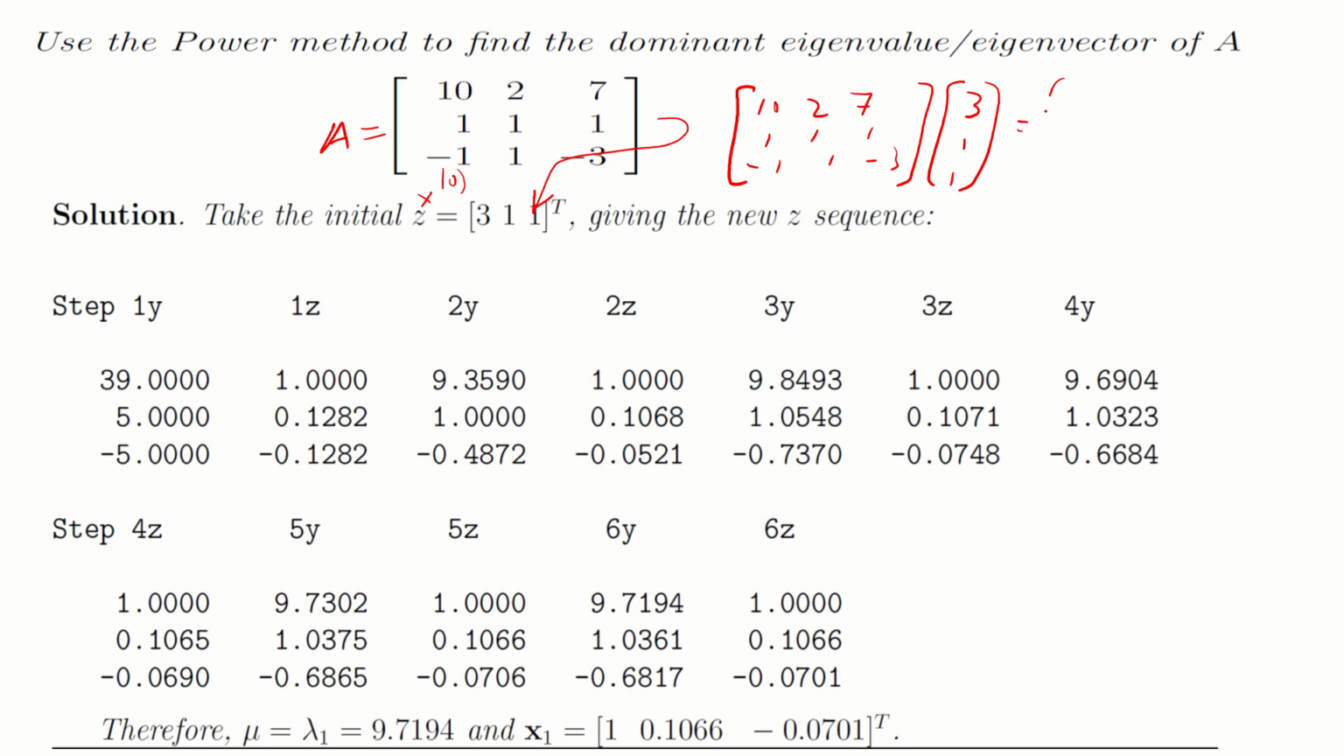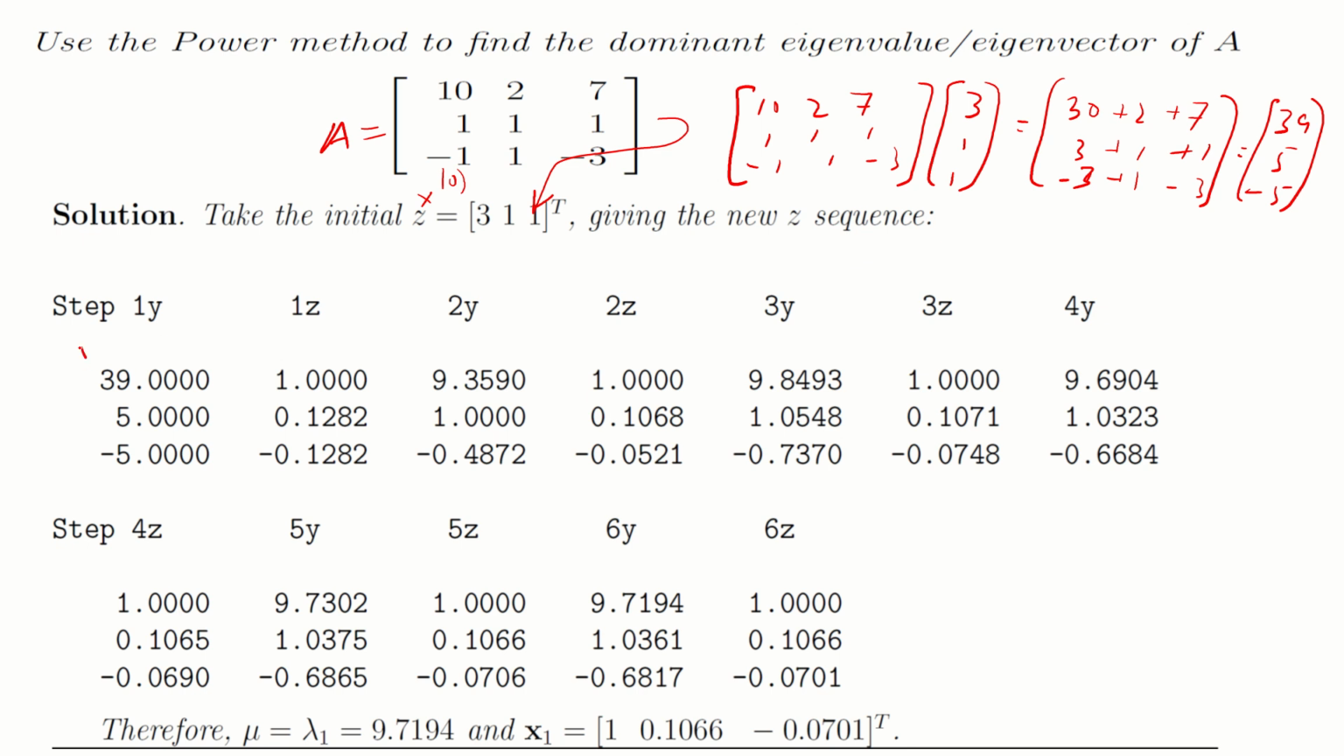If you multiply this, what happens? It is 10 into 3, 30, plus 2 plus 7. Then we have 3 plus 1 plus 1. Then we have minus 3 plus 1 minus 3. When you simplify it, that gives you 39, 5, and minus 5.